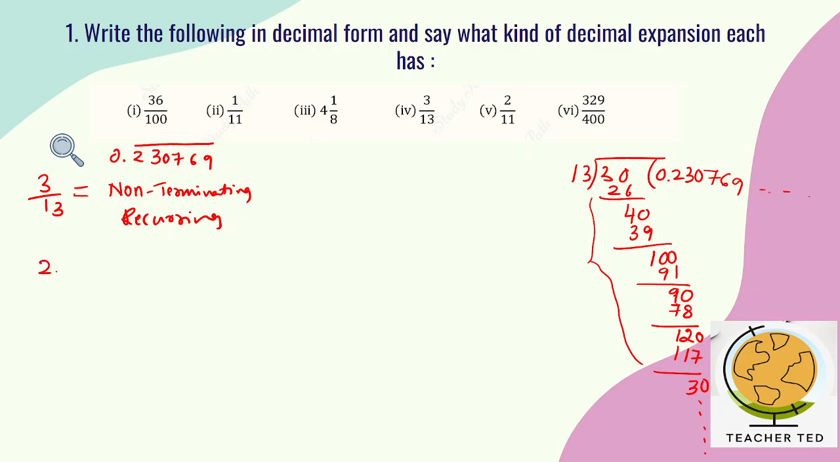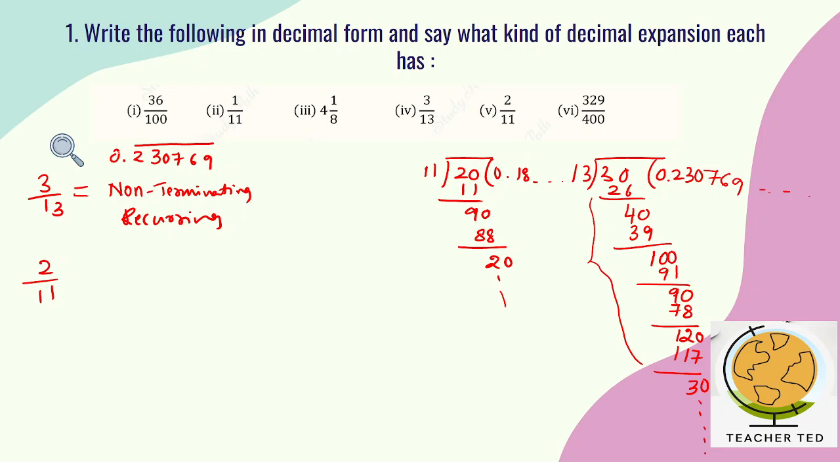I'll take up the next question, that is 2 divided by 11. So I'll start with 2 here. Put a point here and it will become 20. 11 ones are 11 and the remainder is 9. Put 90 here. 11 8s are 88 and the remainder is 2. Again it starts with 20 or 2 and this goes on like this.